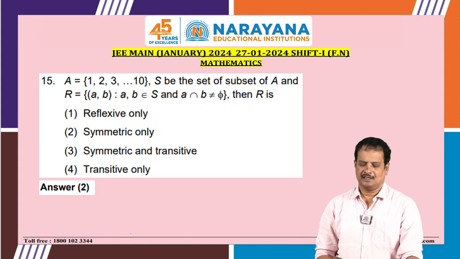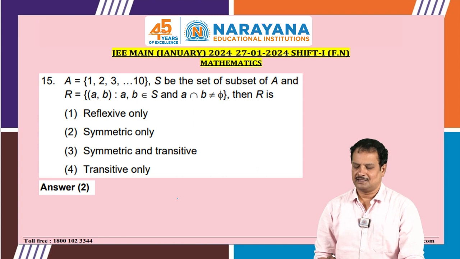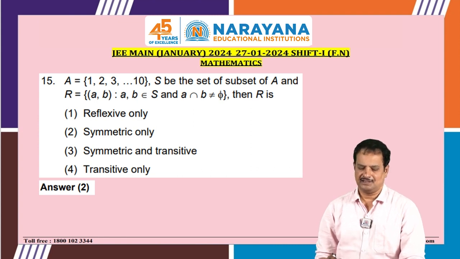So in this case, they have given 10 elements in the set A. S is the set of subsets of A. That means it is the power set of A. So how many elements will be there in the power set of A? Power set of A will be denoted as P of A. So it is the power set of A. How many elements will be there in this one?